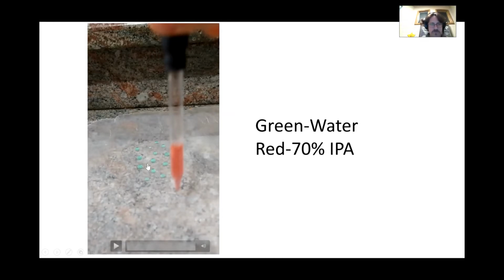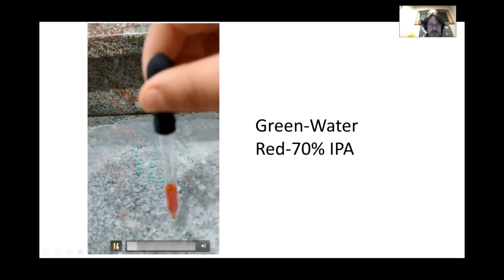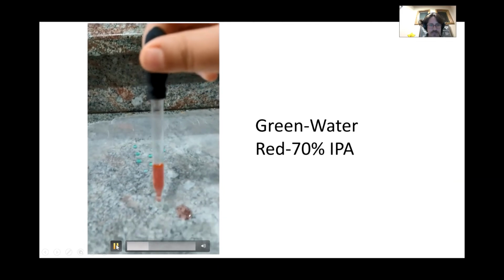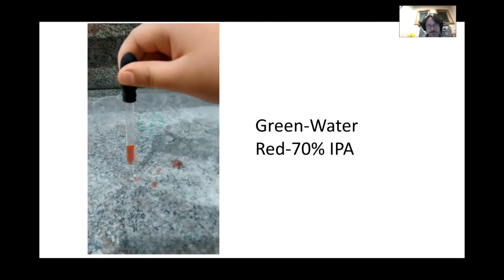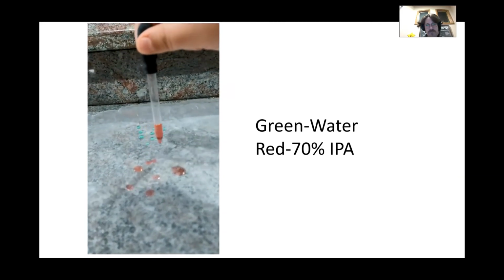So the red is dyed with food coloring, and the green is water, so it kind of bubbles up, and the substrate here is wax paper, basically. And red is 70% IPA. It's really hard to find 90% IPA these days, I guess because of disinfecting or whatever. You can see the water beaded, and we'll see what happens with the IPA. It's a little hard for a kid to drop it. But you see there's a difference in the way the IPA behaves versus the water.